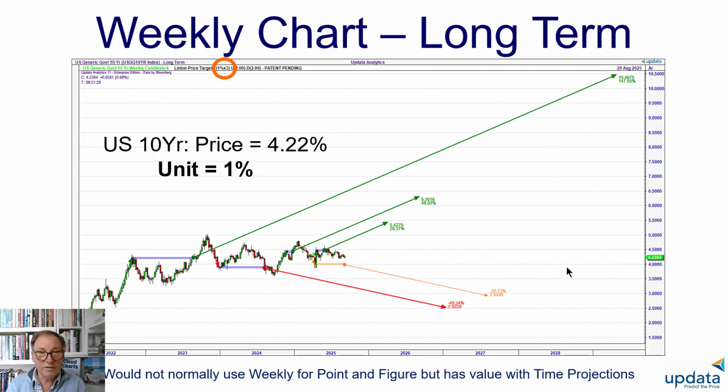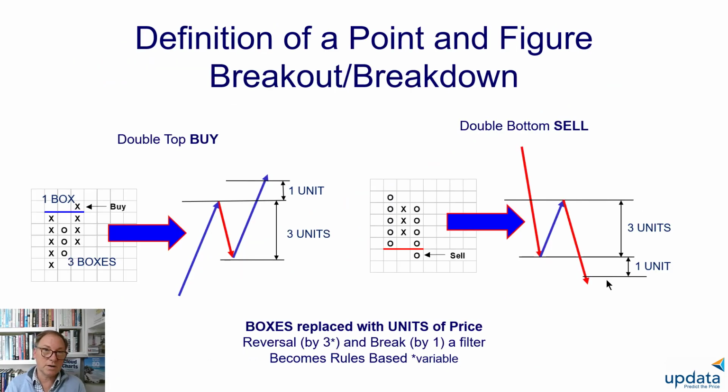Now, point and figure would typically use the tick data and not weekly. But the really valuable thing about doing it on weekly data is that you can get time projections a long way into the future, showing you roughly when those targets might be met, which you can't do on a point and figure chart. So you would not normally do a weekly chart with point and figure, but I do feel that it has value in the time projections, and again we'll cover that in a little more detail.